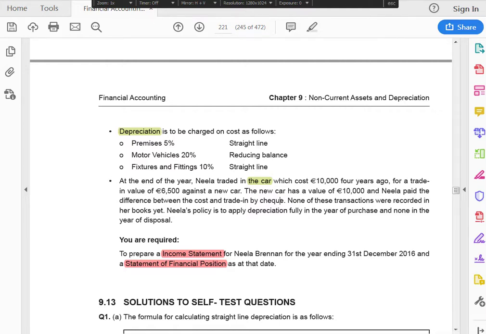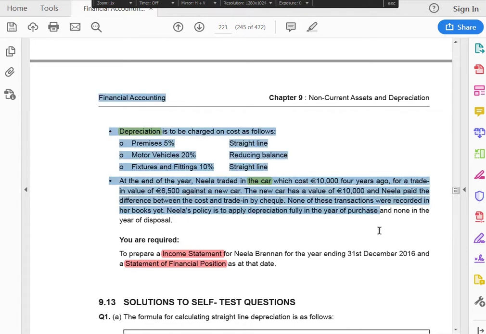Okay, so we're on to depreciation next. Don't forget that Neela traded in her car, and her policy is that she does not apply any depreciation to an item that is being sold. So you can see it there, no depreciation in the year of disposal.